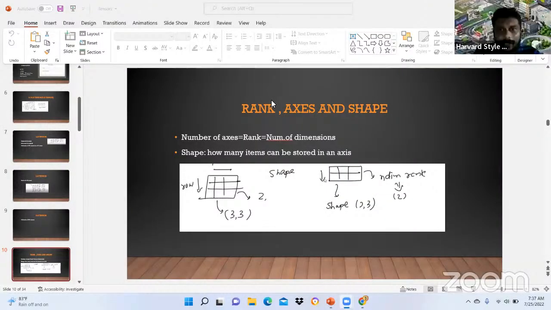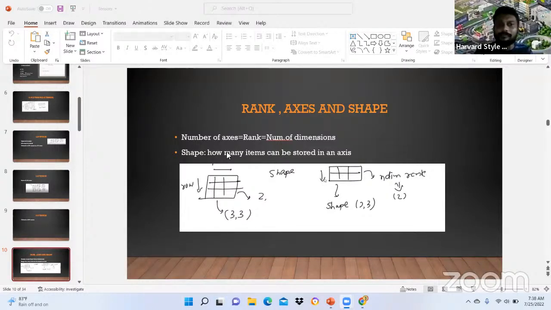Rank, axis, and shape. Number of axes. Learn this concept properly. We will call it the number of axes, the rank, and the number of dimensions. All are the same. They are similar names, synonyms: number of axes, rank, and number of dimensions.